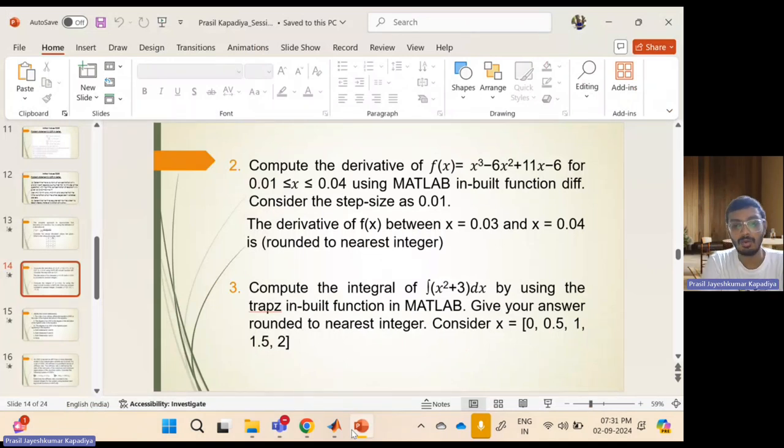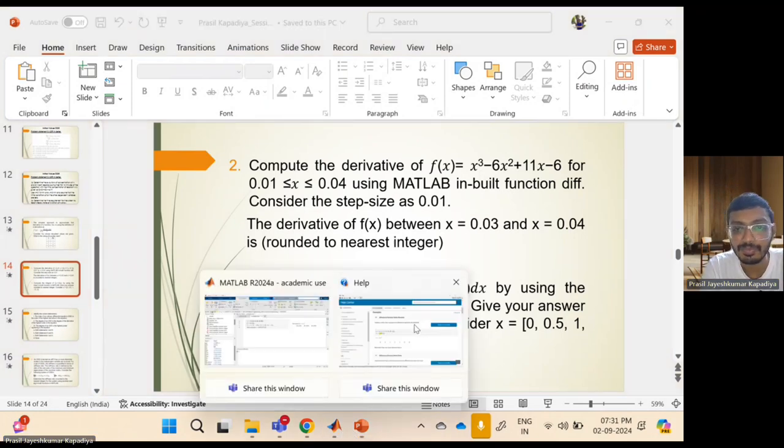Compute the integral of x square plus 3 dx using the trapz inbuilt function in MATLAB. Give your answer rounded to the nearest integer. Consider x is equal to 0, 0.5, 1, 1.5, and 2. How we can write our own code to find integration using trapezoidal rule, this we will see in next class. But let's try to solve this problem using trapz function today.